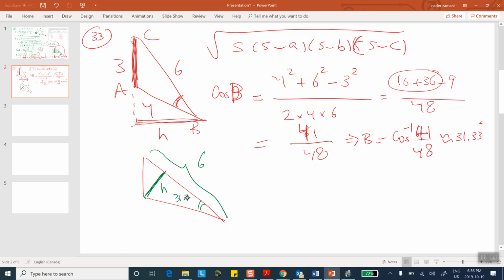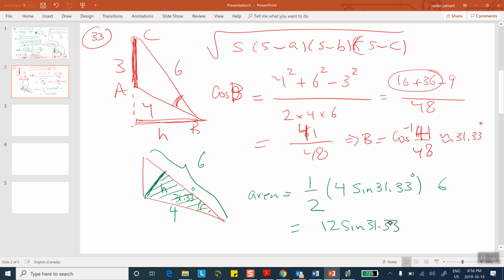So H, this angle, we got it. It's 31.33 degrees. So we have area equal to 1/2 of the altitude, which is the hypotenuse in this right triangle. See that? In this right triangle, the hypotenuse is 4, and this angle is 31.33. So that's going to be 4 sine of 31.33 degrees times the base, which is 6. So this is equal to 12 sine of 31.33.